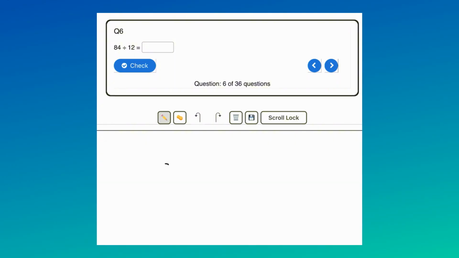Question 6. 84 divided by 12. Now, if you know your 12 times table, which you should do, you'll know the answer is 7. But if you struggle to remember it, you can just count up in 12s, and that will help you get there.